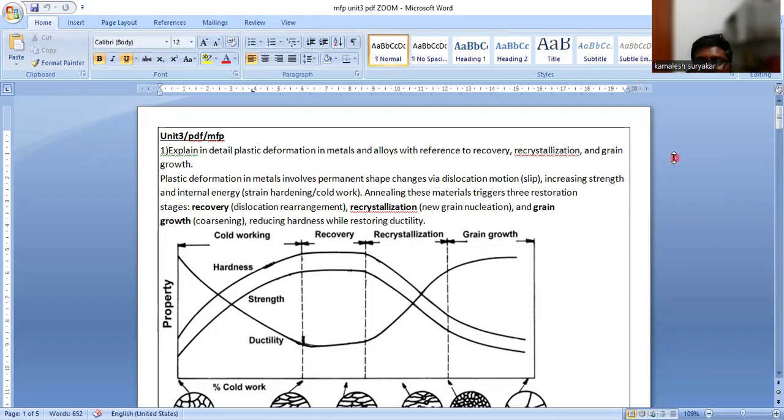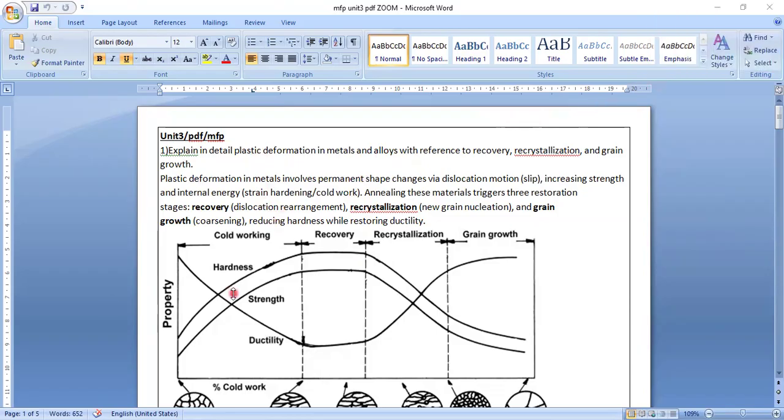I have an experience of 10 plus years in mechanical engineering. I have been reading the MFP for 5 years, so approximately 5 to 6 times I have built this architecture. Today I'm going to discuss this third unit, which is about plastic deformation.